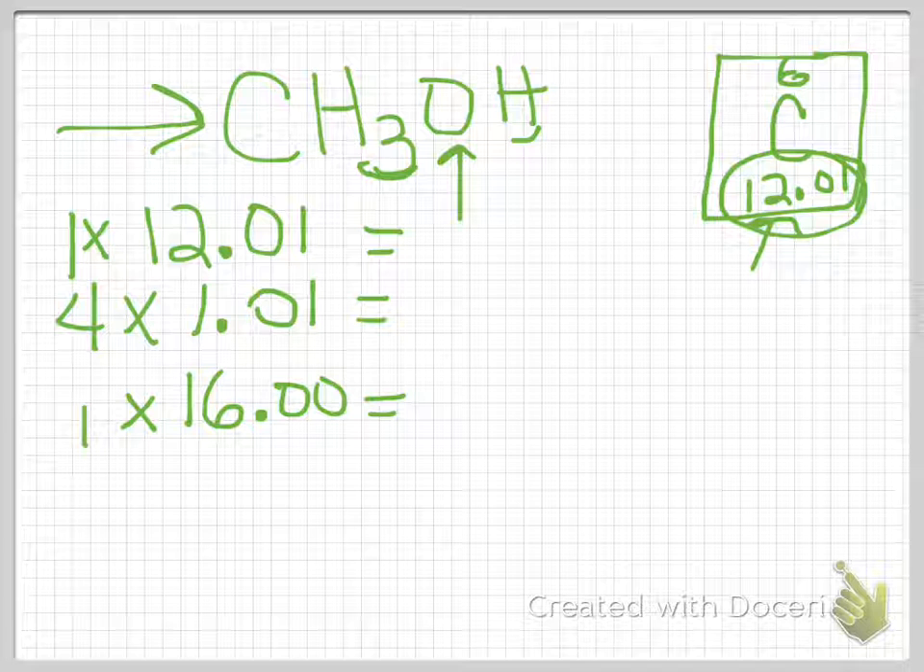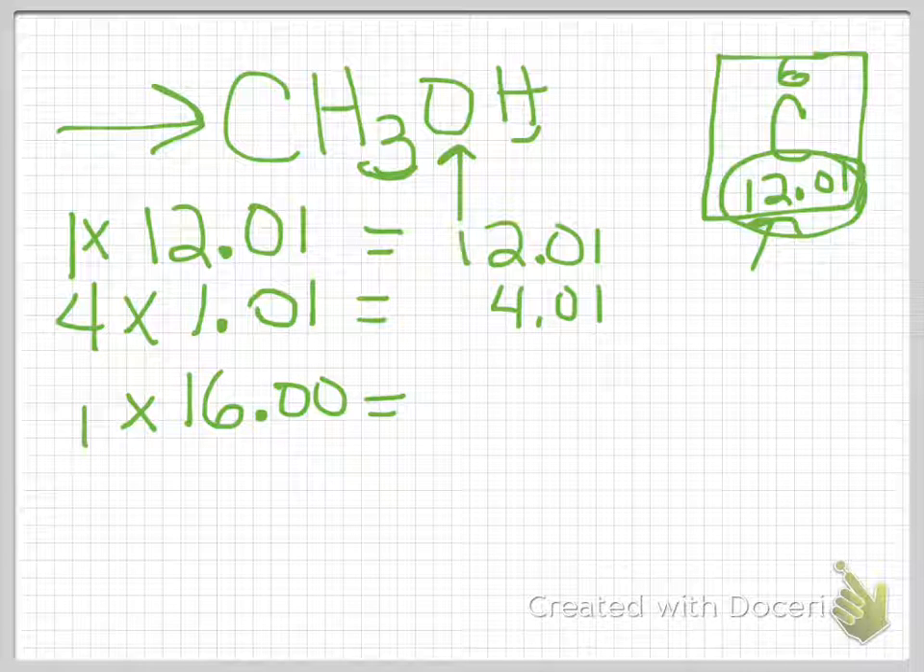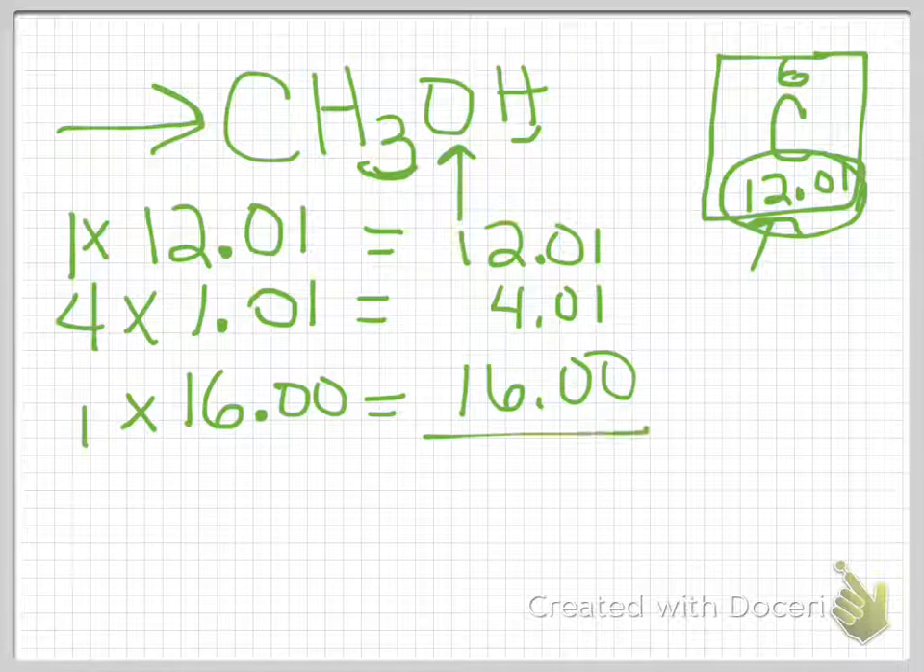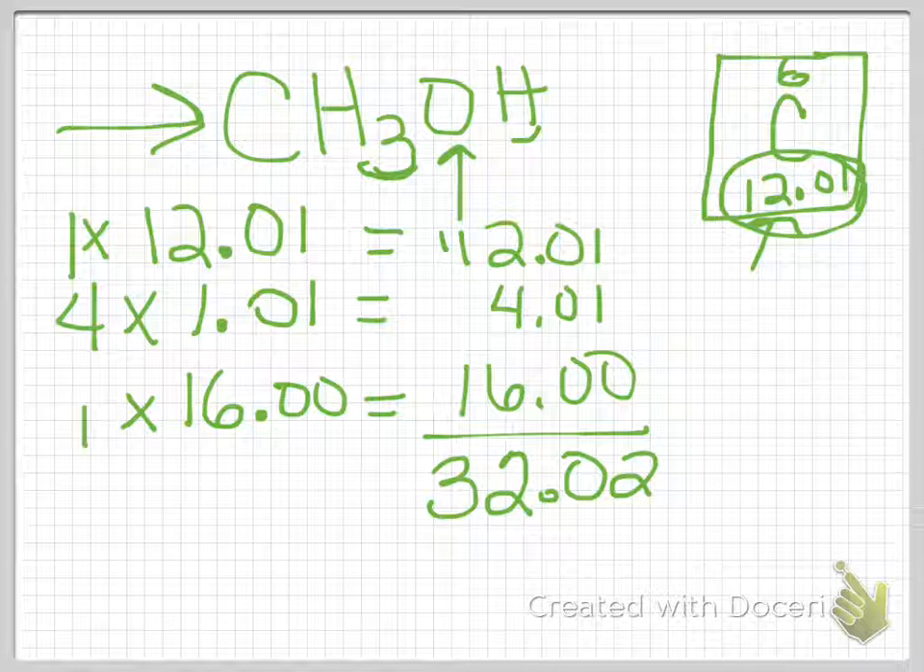Now you're going to say 1 times 12.01 is 12.01. 4 times 1.01 is 4.04. 1 times 16 is 16.00. And then you're going to add those all together. So that's a 2, that's a 0, 2 plus 4 is 6, plus 6 is 12, carry my 1, 1 plus 1 is 2, plus 1 is 3. So the molar mass of this is 32.02 grams per mole.